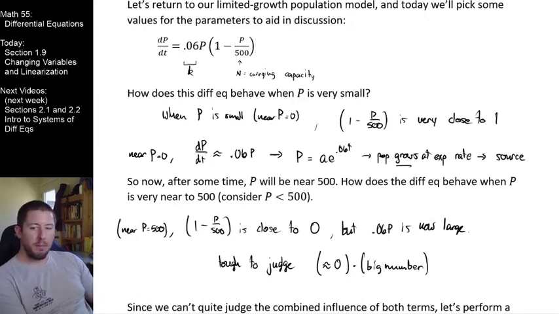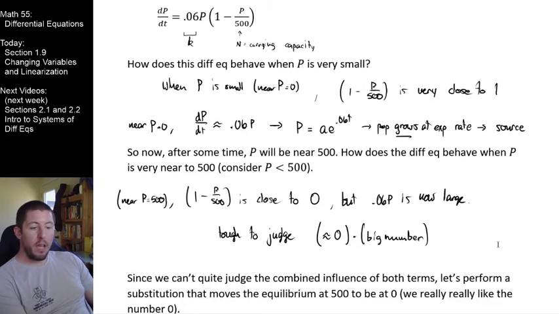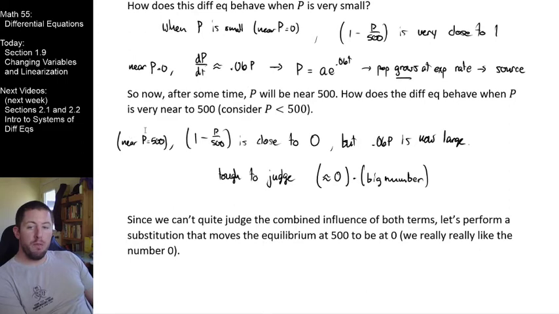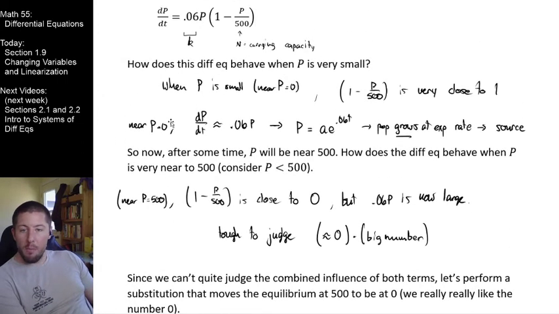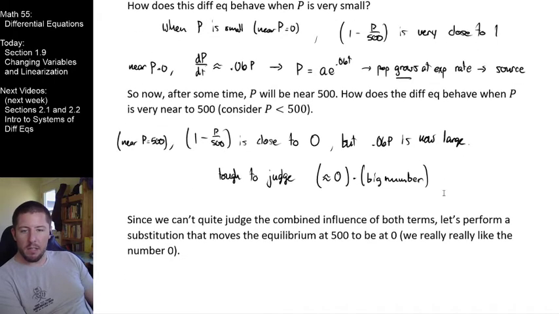So what I'm going to do is say, since we can't quite judge the combined influence of a number near zero times a number that's very big, let's move this equilibrium near 500 to be near zero, in the hopes that we can make some more generic statements like we made in our first setting right here, which felt a little bit more comfortable.